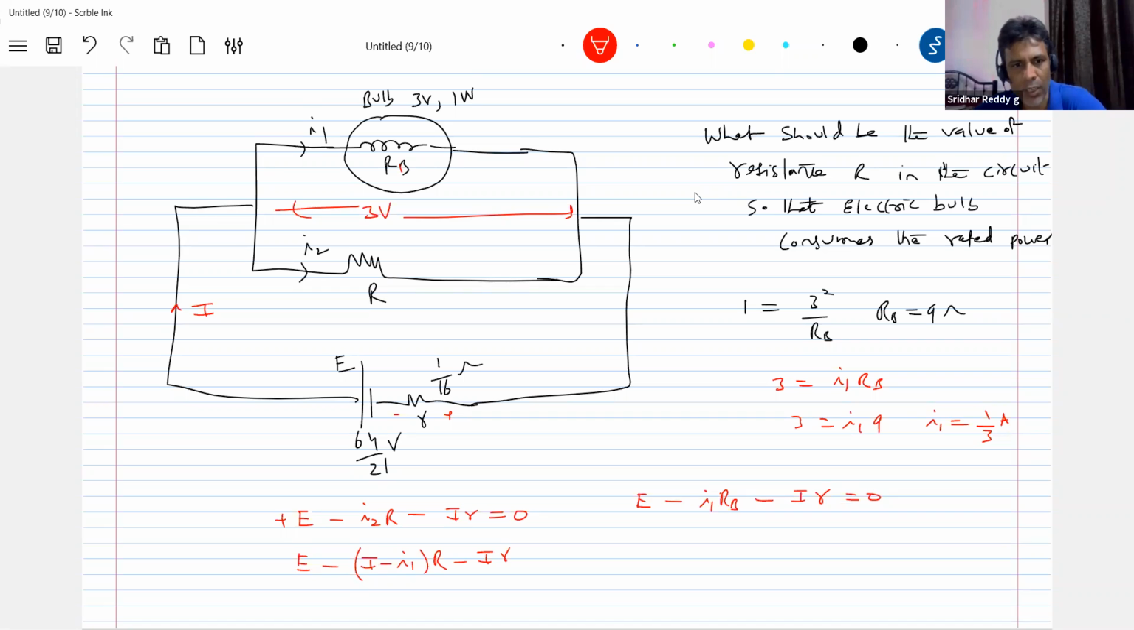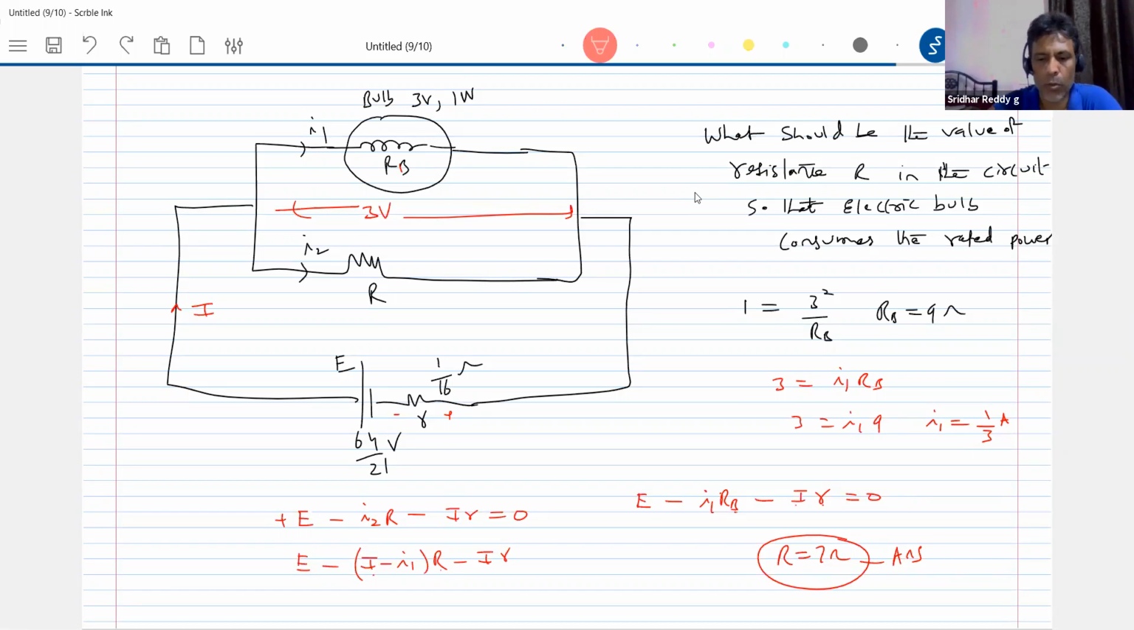Do we know the value of E? Yes. Do we know the value of I1? Yes, we know the resistance of the bulb. We know small r, we'll get the value of I. That value of I I'll substitute here. I'll get the capital R, which is the unknown thing we can determine. R will come to 7 ohm. Check the answer. I'll give one more problem.